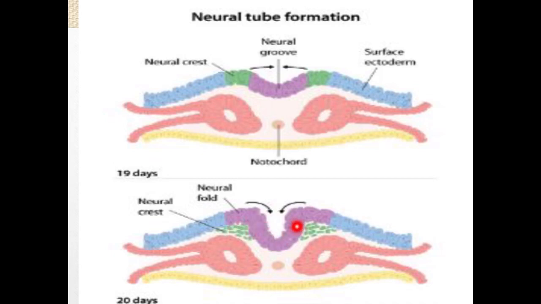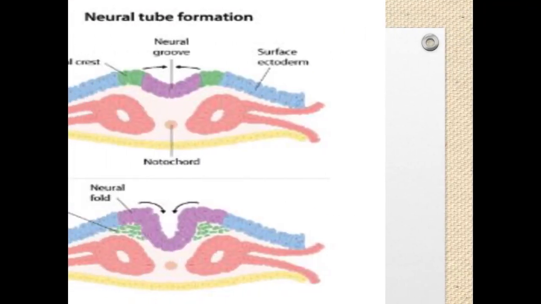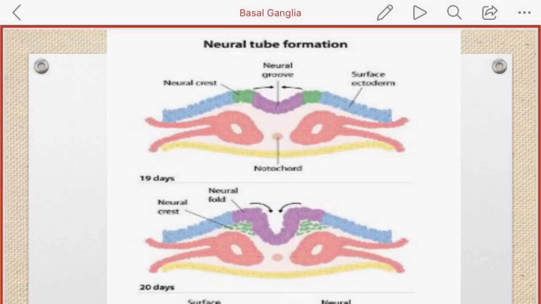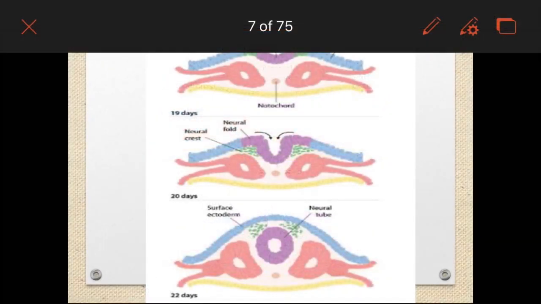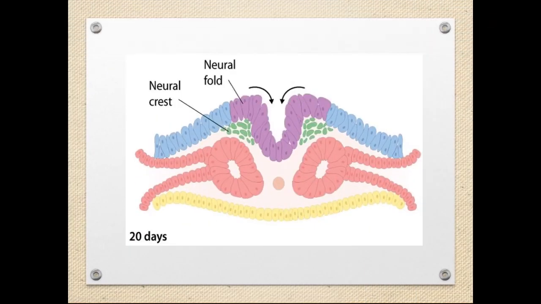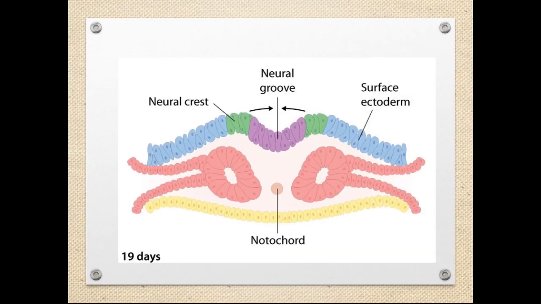So, this will form the neural tube, this will be the neural crest, and this part is the notochord, these three things. In detail, on the 19th day the neural groove is formed. The central line is called the neural groove, and the neural plate will form the neural tube.